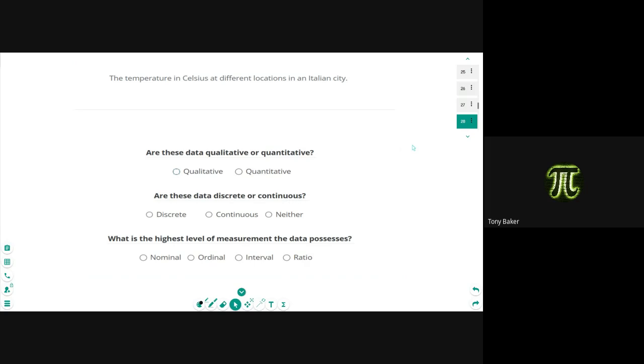Temperature in Celsius at different locations in an Italian city. Question 1, qualitative or quantitative? Okay, why? Okay. We can measure it, and we can do some calculations on it, right? Okay. So, quantitative. Discrete, continuous, or neither? Continuous. Remember we determined that temperatures are going to be continuous.